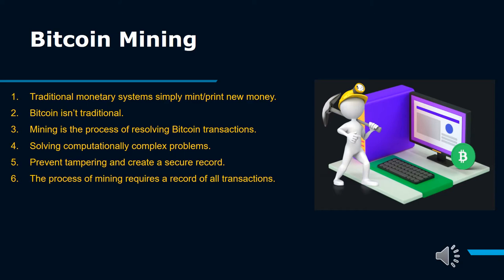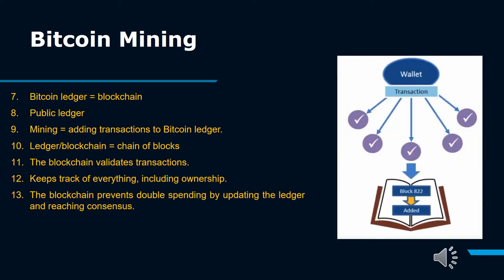Bitcoin isn't traditional. Mining is the process of resolving Bitcoin transactions. Solving computationally complex problems prevents tampering and creates a secure record. The process of mining requires a record of all transactions. Just as gold is mined from the earth using large implements and machines, Bitcoin mining also uses big systems akin to data centers. These systems solve mathematical puzzles generated by Bitcoin's algorithm to produce new coins.